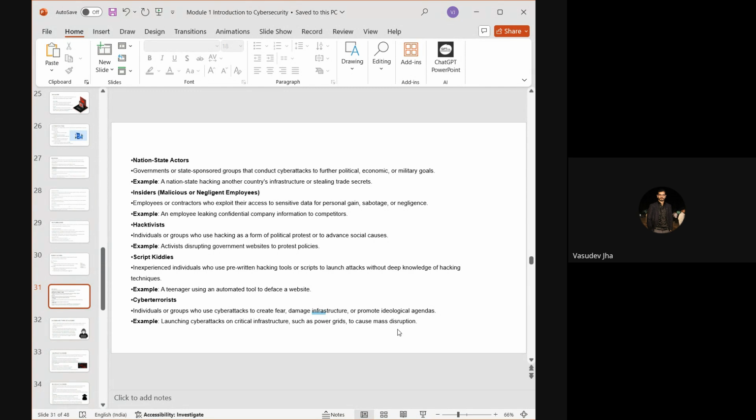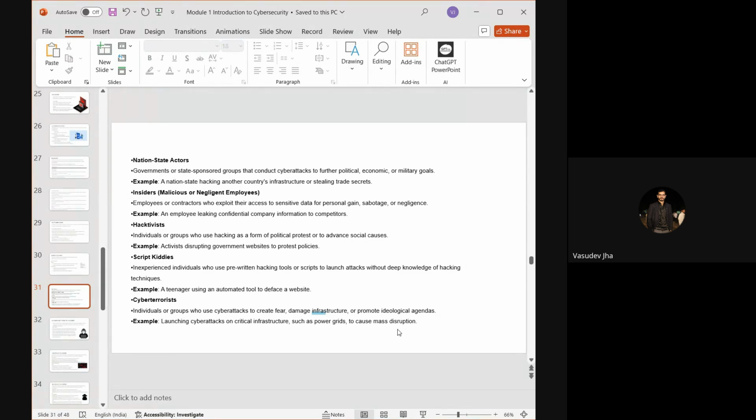Then we have something known as script kiddies, inexperienced individuals who use pre-written hacking tools or scripts to launch attacks without deep knowledge of hacking techniques. So they are also a kind of threat actor. Basically, these are the newbies, or the freshers, who don't have much understanding. They are just performing hit and try. And usually, we get a lot of content on the internet.